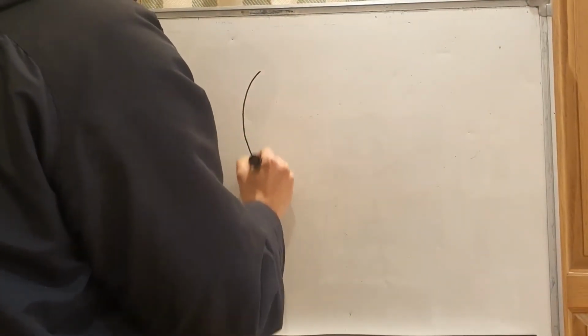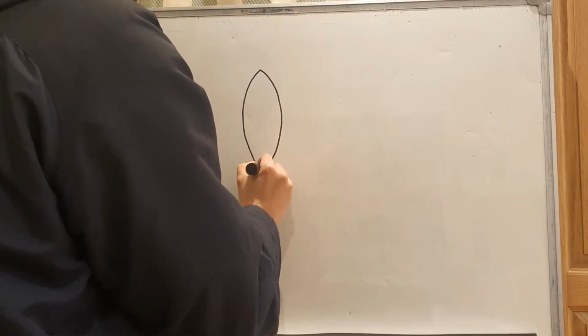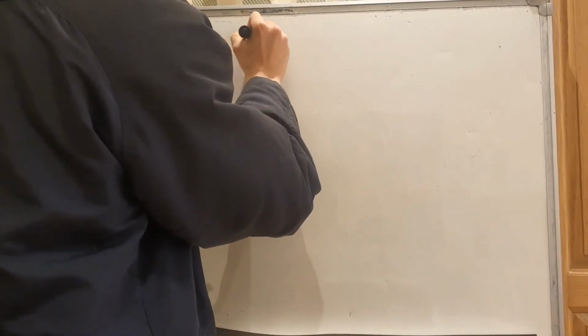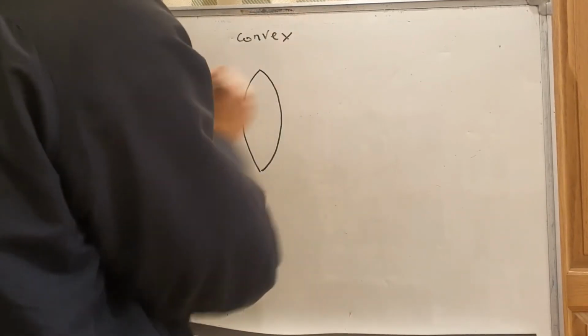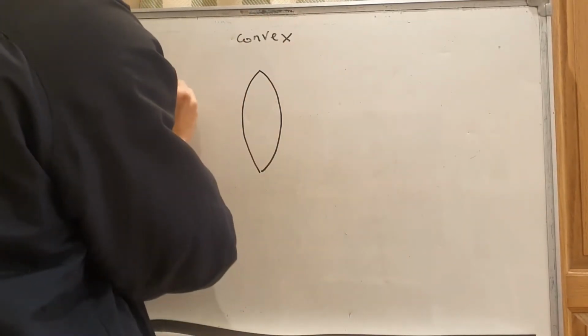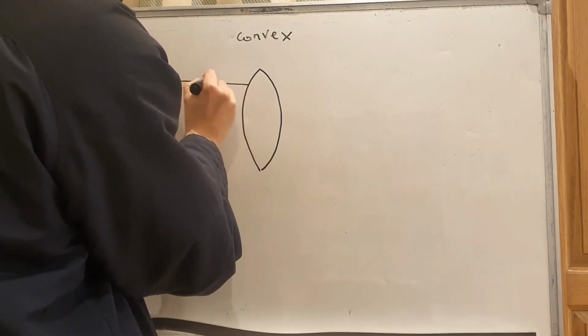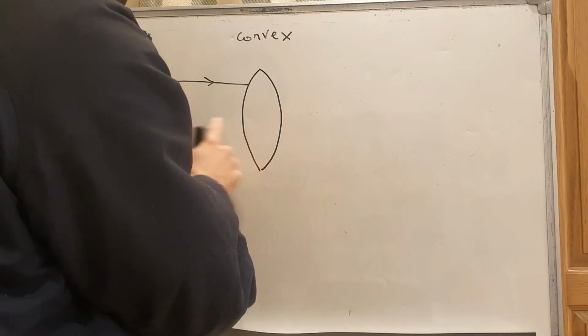We're going to be drawing a lens and we're going to investigate refraction of a converging lens. So this is a convex lens. If you have a ray that's going in this direction, so this is glass and this is air.